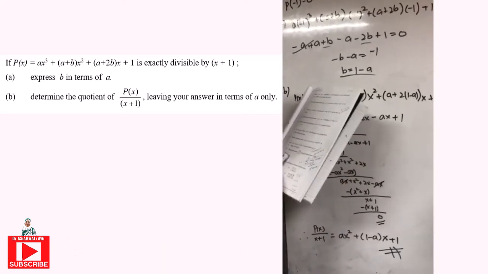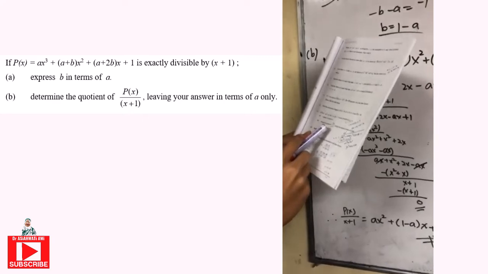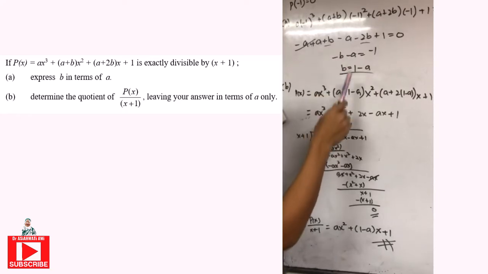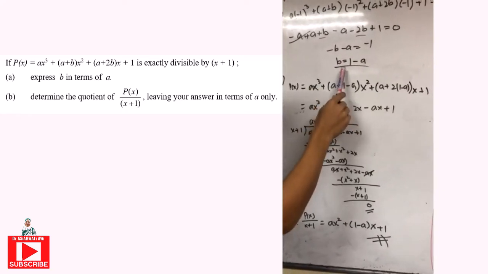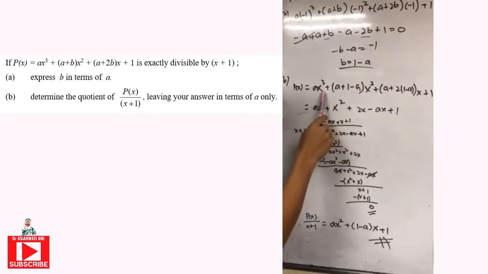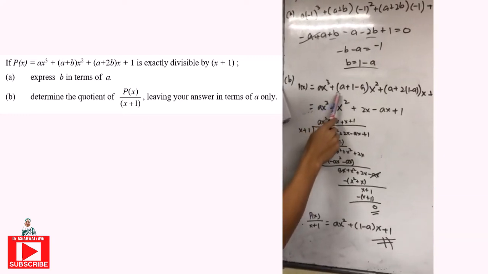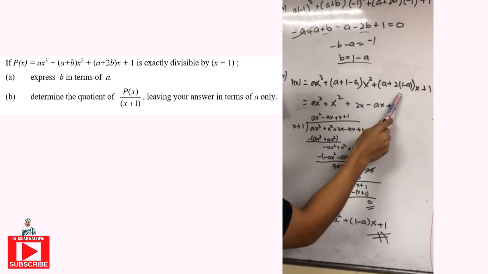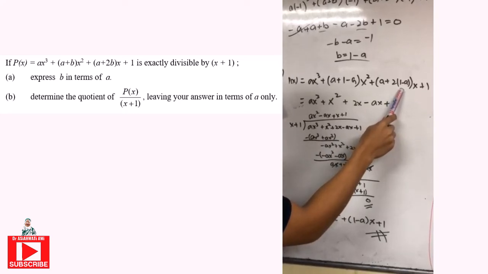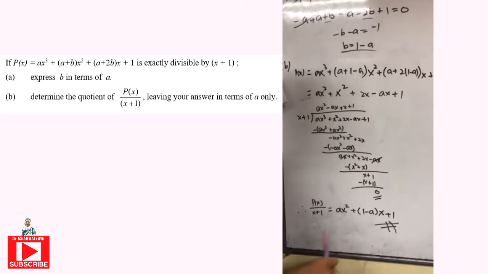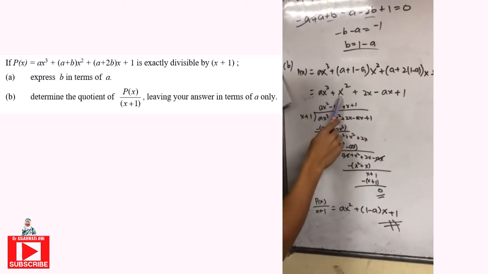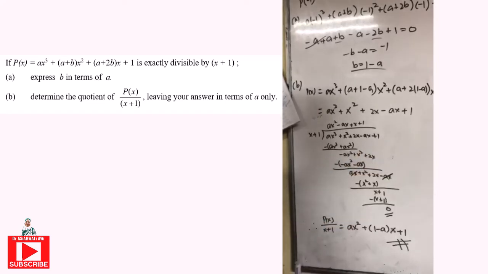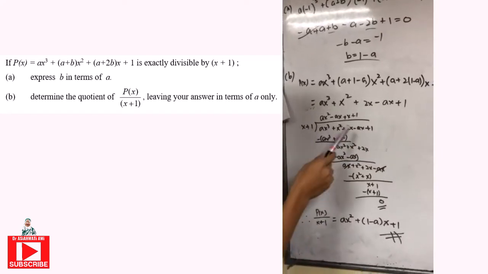So for the part b, need to determine the quotient of p(x) divided by x plus 1 and only in terms of a. So at first, we sub the b equal to 1 minus a into the p(x). So we get ax cubed plus a plus 1 minus ax squared plus a plus 2 minus 2 open bracket 1 minus a x plus 1. So after we simplify it, we get ax cubed plus x squared plus 2x minus ax plus 1. And then to find the quotient, we can use the long division.